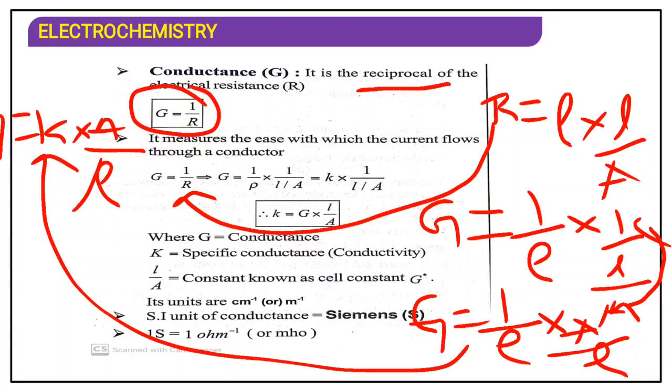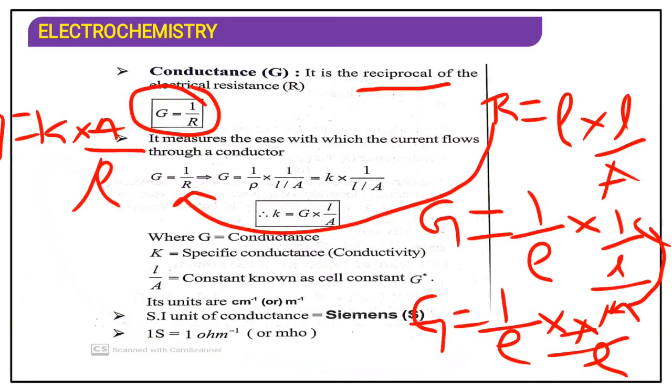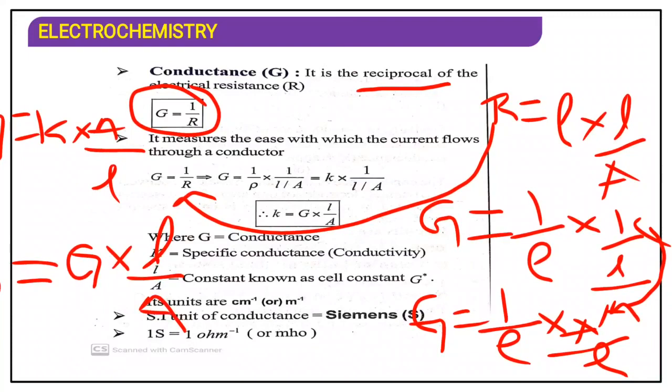Very important: now K is equal to G into L by A. So this is another formula. These are all our converted formulas. In the next slide I will clearly explain how to write them in a systematic manner. Even in my notes you will see how those formulas are derived one by one.